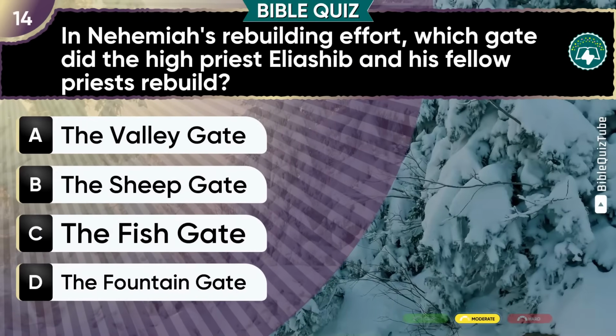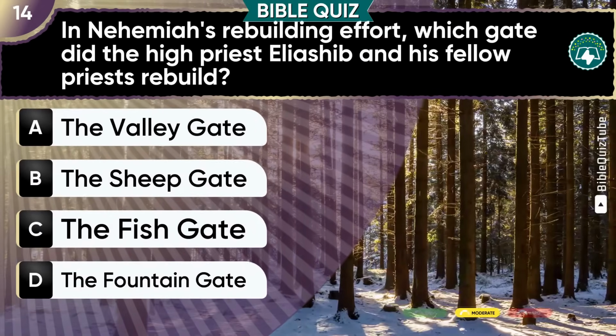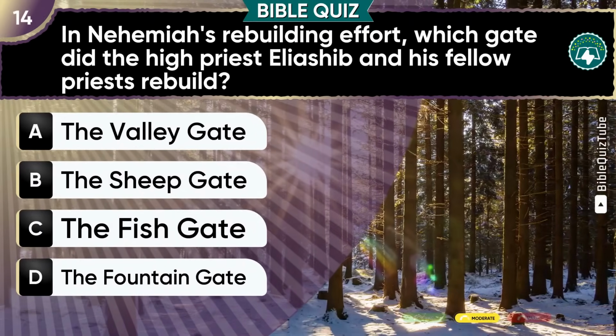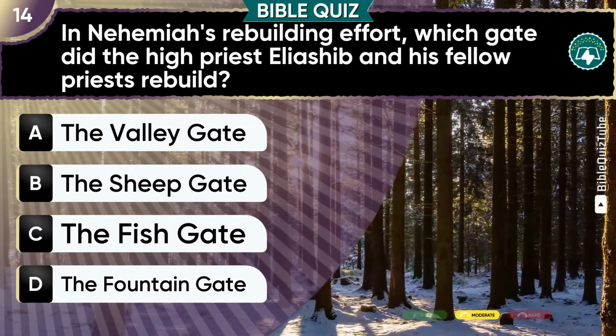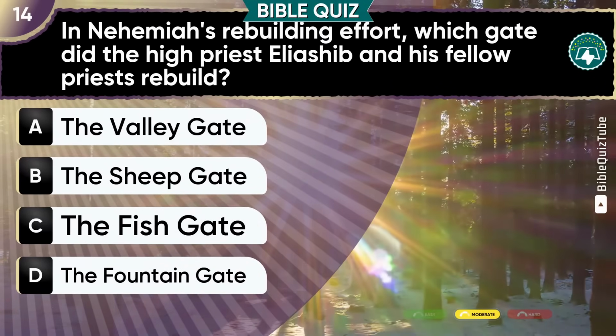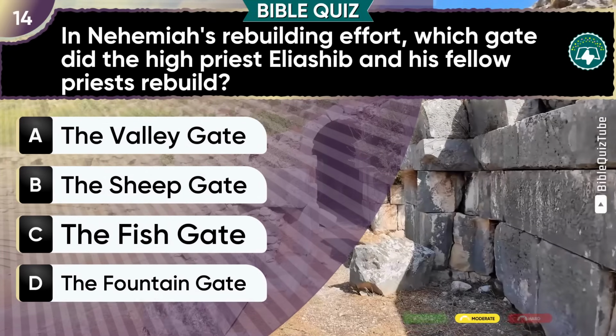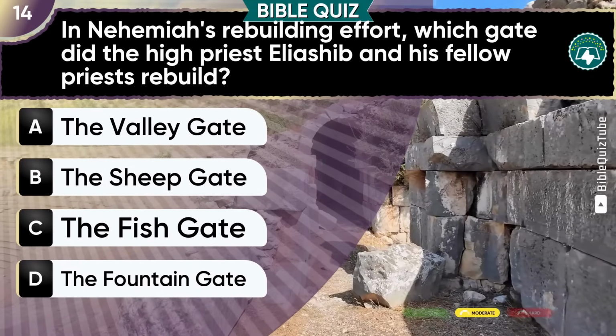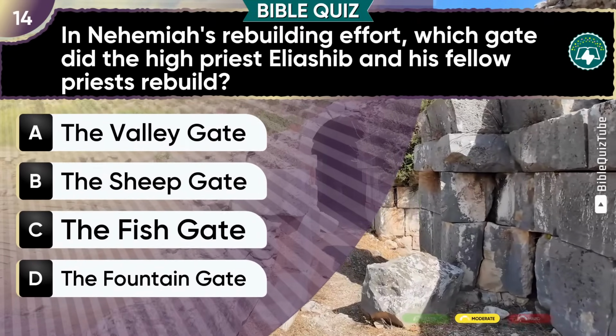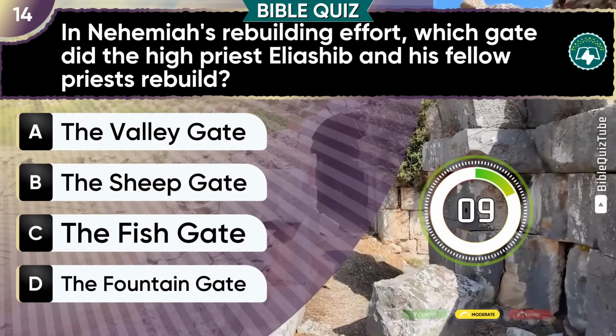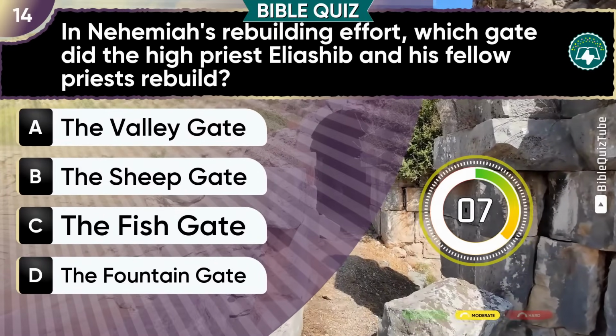Question 14. In Nehemiah's rebuilding effort, which gate did the high priest Eliashib and his fellow priests rebuild? Possible answers. A. The Valley Gate. B. The Sheep Gate. C. The Fish Gate. D. The Fountain Gate.